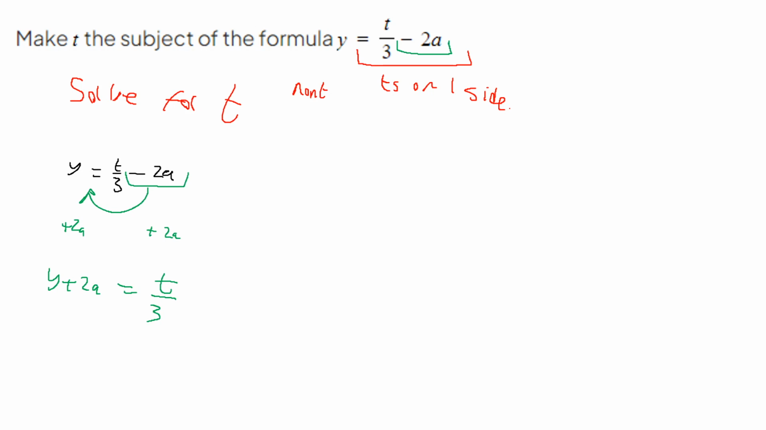And now it's the same as a one-step equation. T divided by 3 is equal to this. So to get rid of this 3, all we need to do is times both sides by 3. So we're left with T is equal to 3 times (y plus 2a), which is the same as 3y plus 6a, if you want to leave it like that.